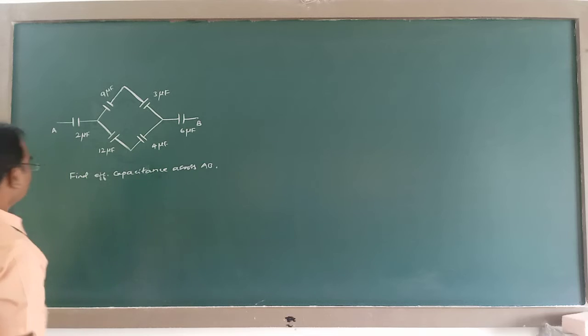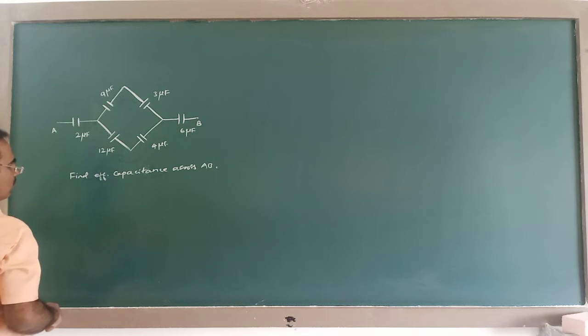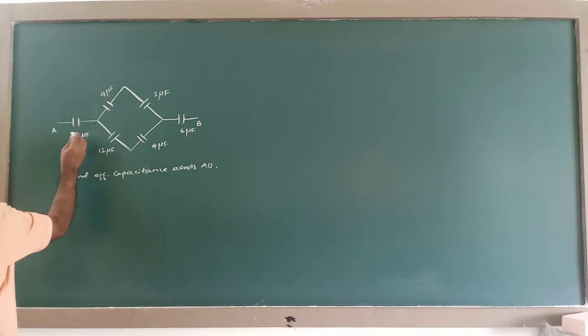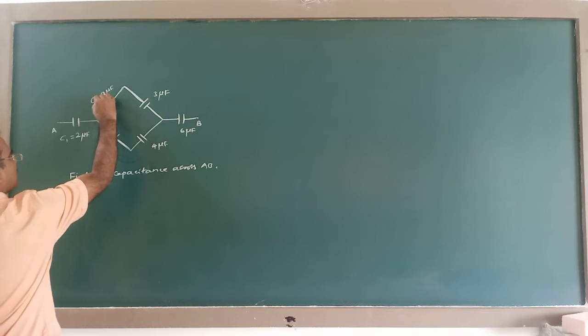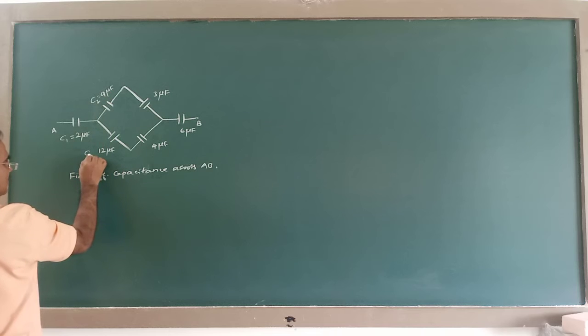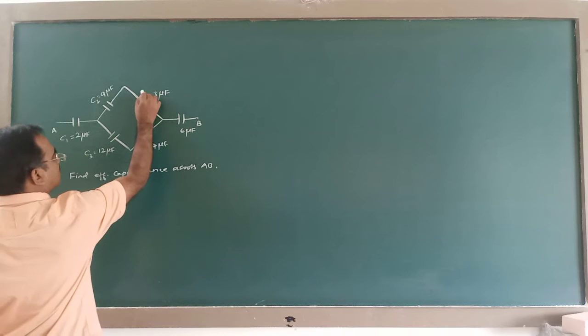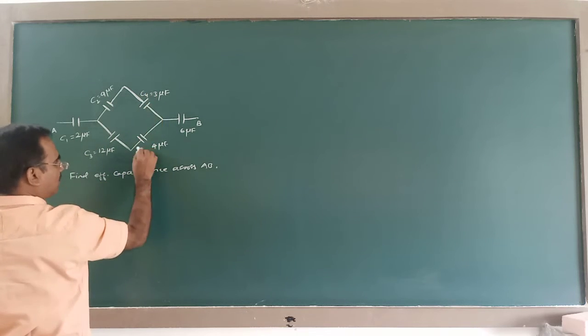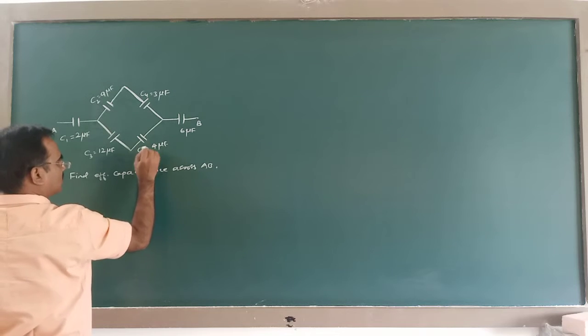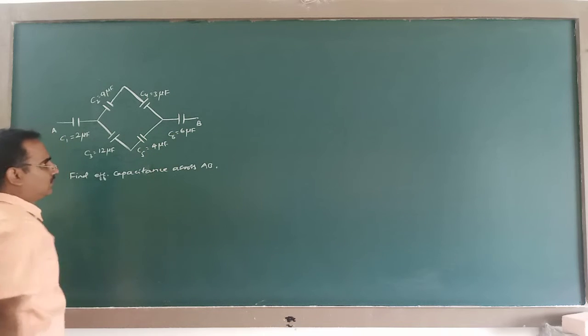So like that, you should go on reducing this network, and you can find the effective capacitance between two given points. First you mark these capacitors. I mark this as C1, this as C2, this as C3, C4. I mark this arbitrarily, C5 and C6.